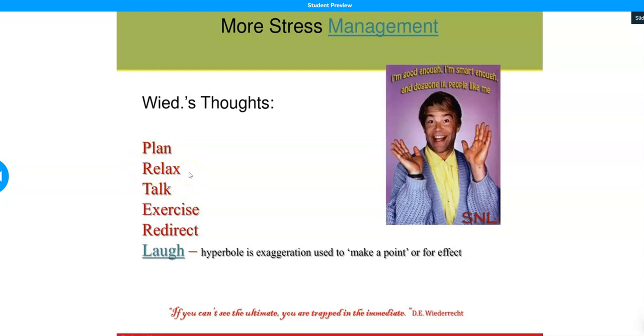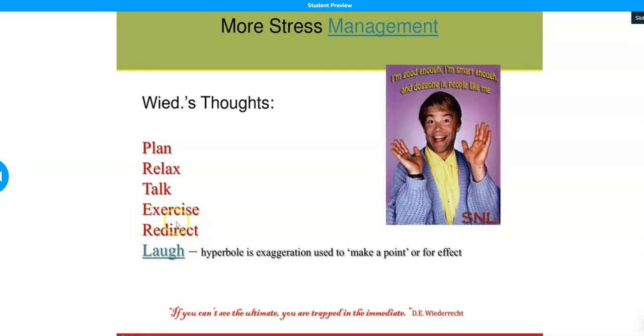Those of you who are artistic, you can draw. Those of you who are creative, you can write. Other things, musical people, you can play music, listen to music, watch a favorite video. Talk, that is, share your feelings with other people. Obviously, exercise and physical activity.